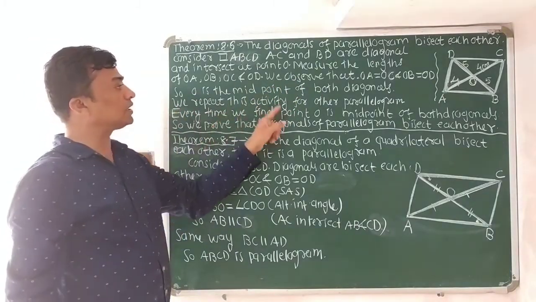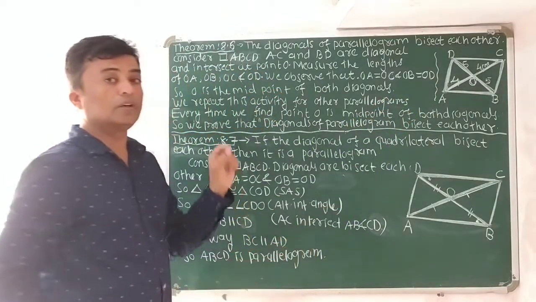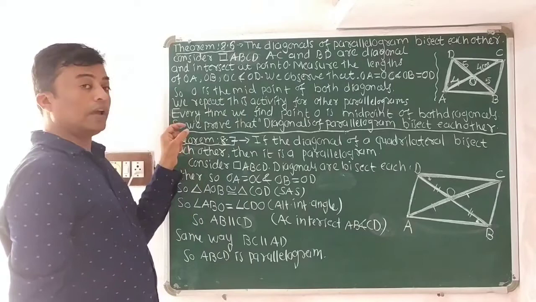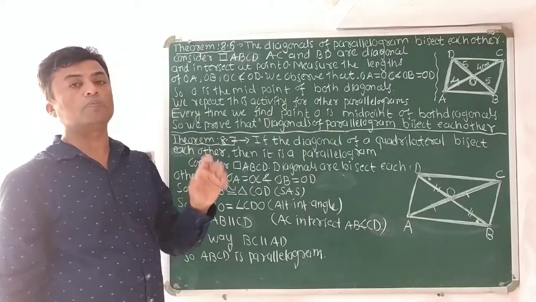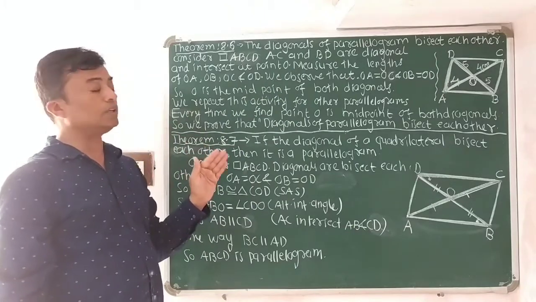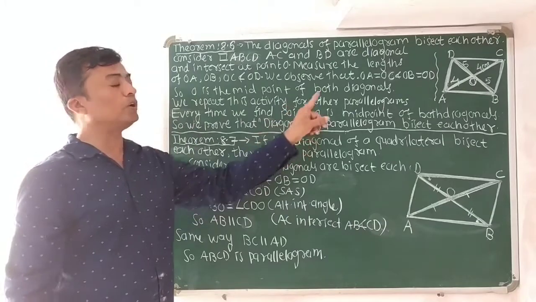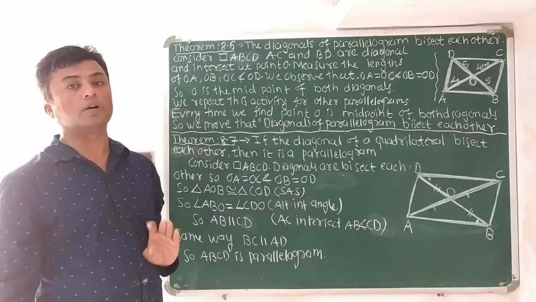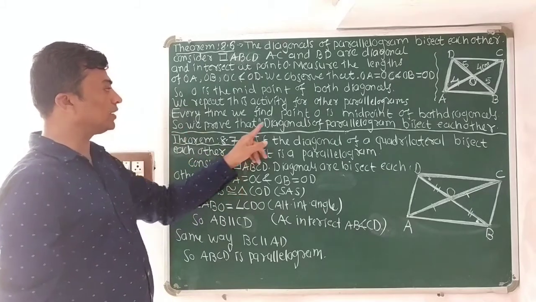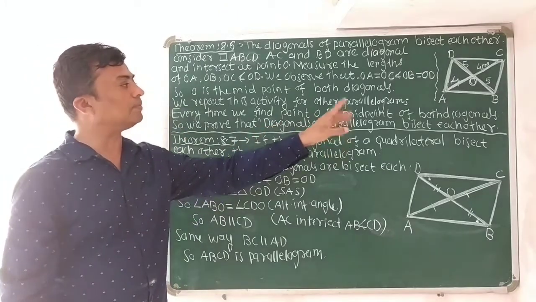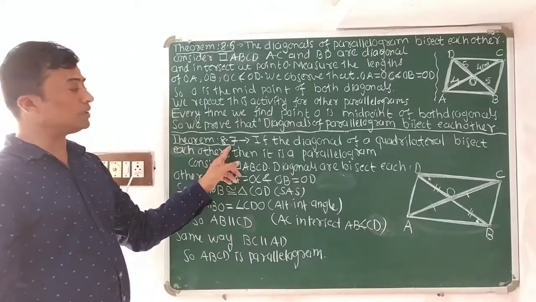And we repeat this activity for other parallelograms, and every time we find that point O is the midpoint of both diagonals. So we can prove that the diagonals of a parallelogram bisect each other. That we proved. Now Theorem 8.7.